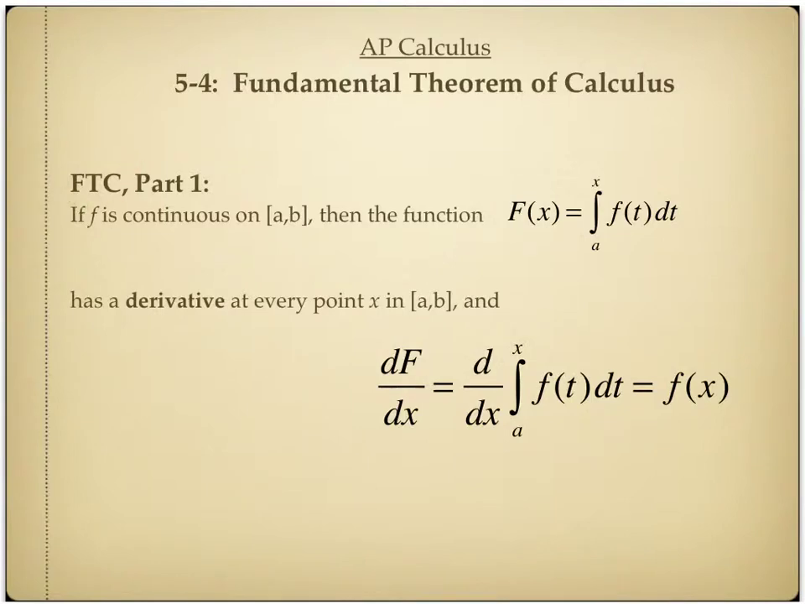Here's Part 1. Depending what calculus books you look at, Part 1 and Part 2 might be interchanged. Anyway, here's Part 1. So we have a continuous function on a closed interval, and what this is saying is that this particular function f, if we take the integral of that, that's going to equal this thing called big F of x, or the antiderivative.